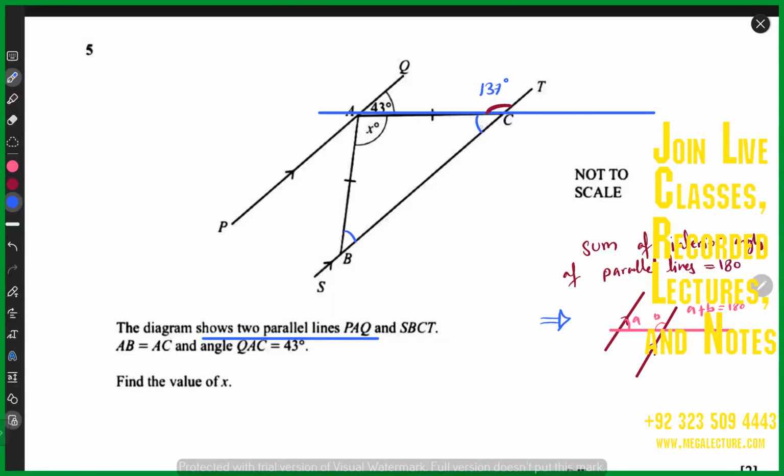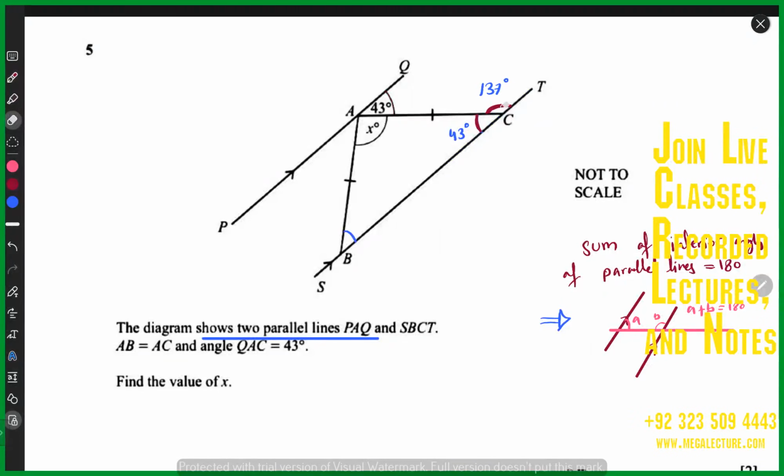If this is 137 degrees, what would be this blue angle? We know that the sum of angles on a straight line is 180. So 180 minus 137 is going to be 43 degrees. And even if you do not consider the parallel or interior angle logic, think about alternate angles. This 43 and this angle right here are alternate angles, and alternate angles are equal. So if that is 43, this is also going to be 43. Now I'm going to erase these colors.